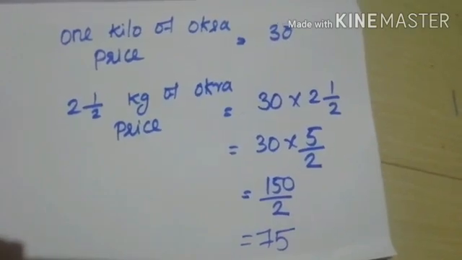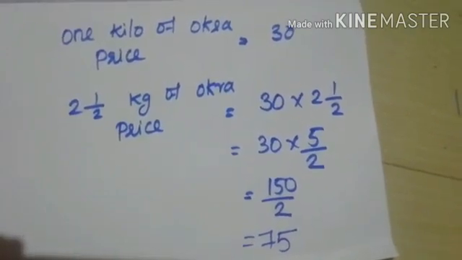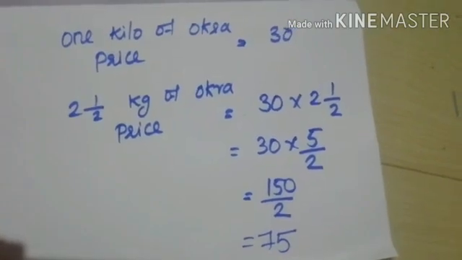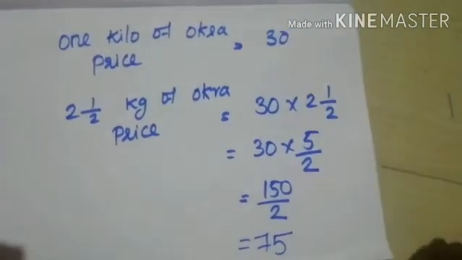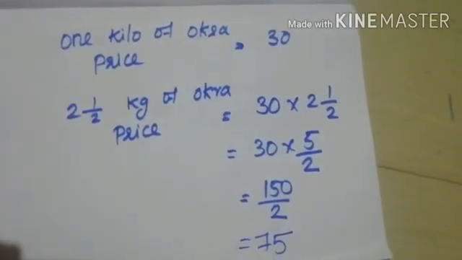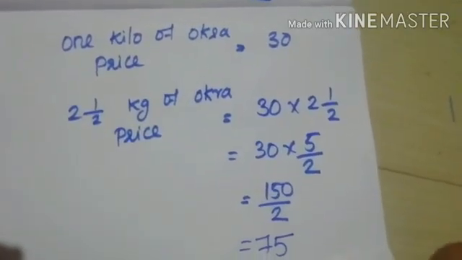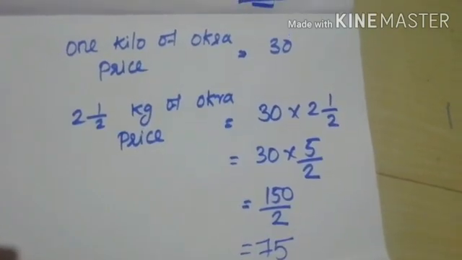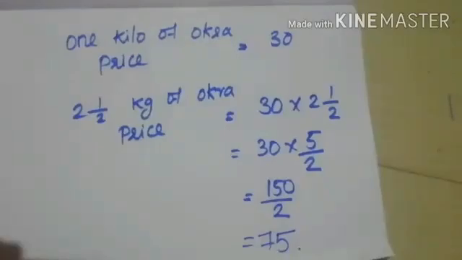Oh, we can calculate it in mind also without any mathematical reasoning. 1 kilo is 30 rupees. Then for 2 kilo, it should be 60 rupees, isn't it? Then, what's the price of half kilo? It's 15.